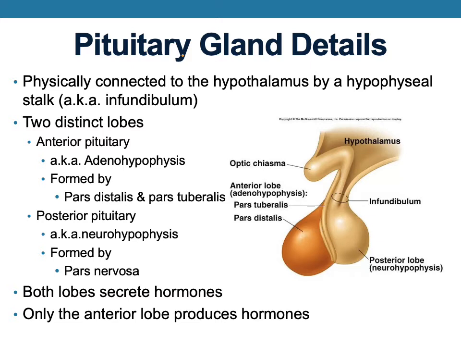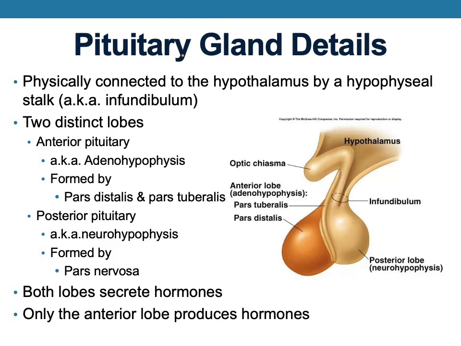The anterior lobe, or anterior pituitary, is also known as the adenohypophysis. It is formed by the pars distalis and the pars tuberalis, which is mostly epithelial tissue. I don't like how this drawing shows the pars tuberalis the same color as the posterior lobe. In class lecture, I use a pen to color it in during the presentation, but I haven't figured out how to do it with this voice recording presentation. So don't let the drawing confuse you.